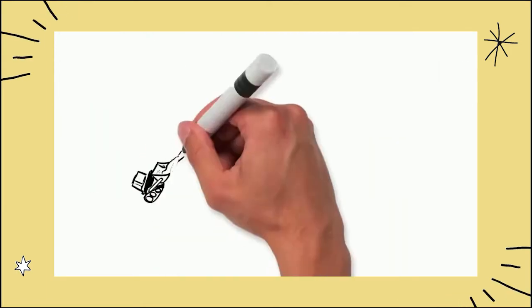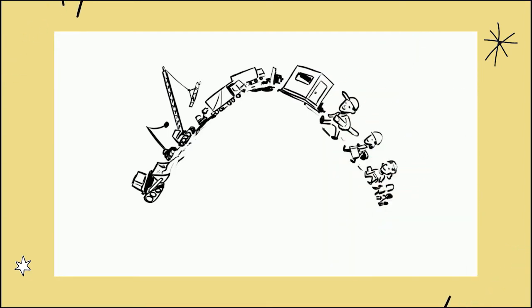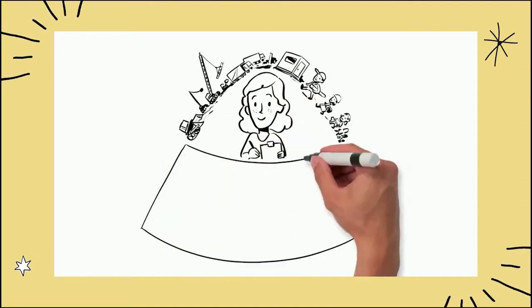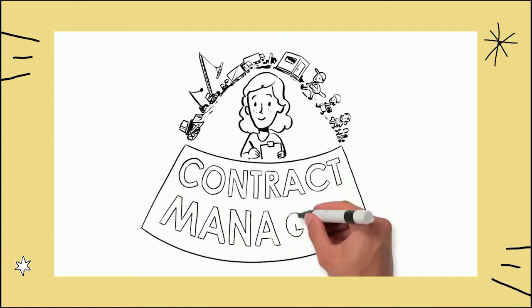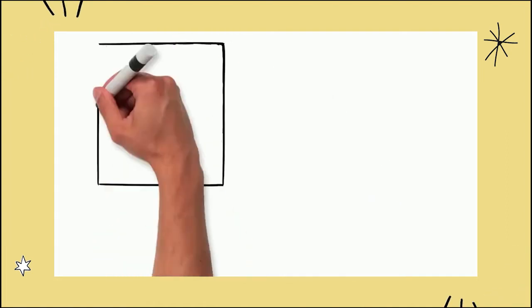What next? Don't we need some cranes and bulldozers? How about a plumber, painter and an electrician? We sure do. That's why Amy, our contract manager, is organising all the contractors, the people who do all the hands-on stuff. Without Amy, well, not much would happen at all. Now we're ready to get started.